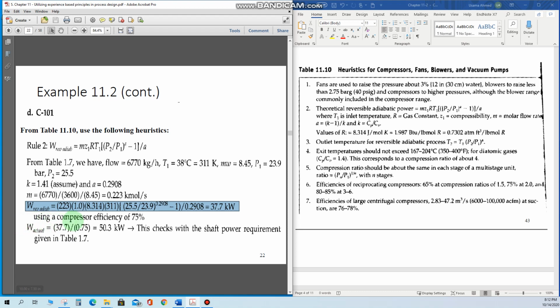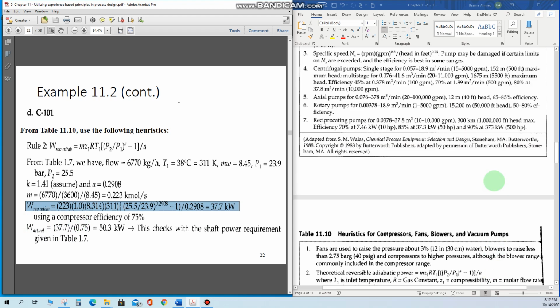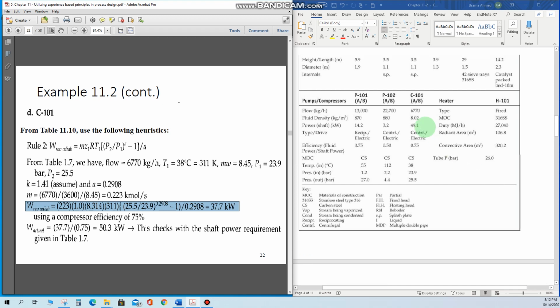Now, using a compressor efficiency of 75%: if you go back to table 1.7 again, you can see that the efficiency for the compressor is 0.75. So we have to consider this efficiency of 75%, and you can divide this value by 0.75 as we did earlier for the pump. The actual power required by this compressor would be equal to 50.3 kilowatt.